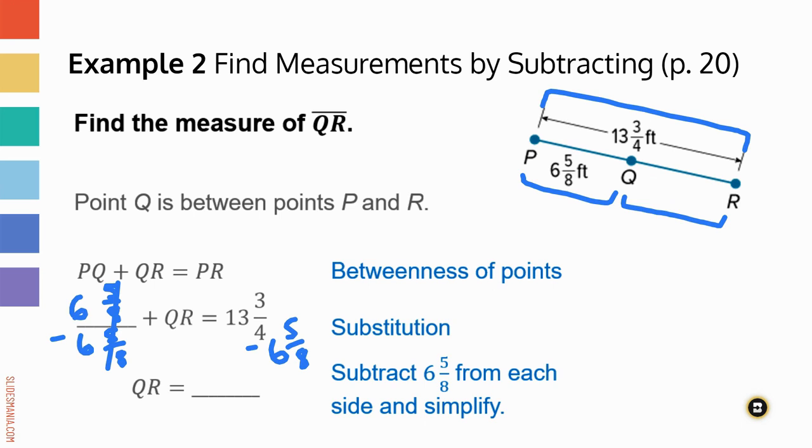And I'm going to get 7 1/8 for my answer. So QR is 7 1/8, and I'm going to just put feet on the end. So this is my answer.